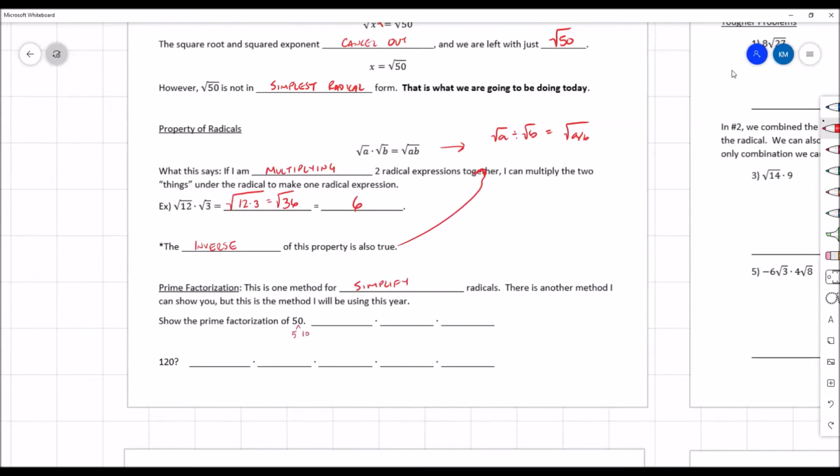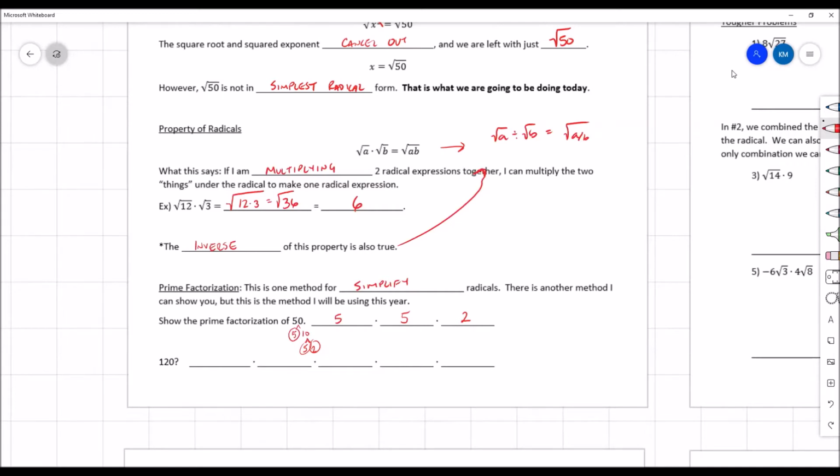5 times 10 gives us 50. 5 is a prime number, so we can't break it down anymore. 10 is not prime, we can break it down: 5 times 2. 5 is prime, 2 is prime. Remember, when we talk about prime numbers, the only way to multiply to get that number is itself and 1. Once we get to that, then it's a prime number.